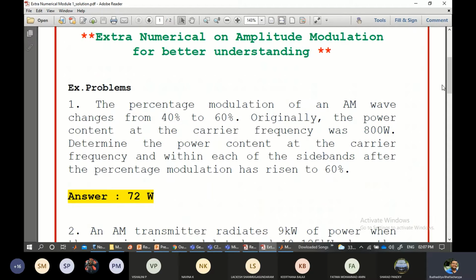The percentage modulation of an AM wave changes from 40% to 60%. Originally the power content at the carrier frequency was 800 watts. Determine the power at the carrier frequency and within each of the sidebands after the percentage modulation has risen to 60%. Okay, so this is the question. Can anyone please volunteer to tell me how we proceed in trying to find this particular answer?